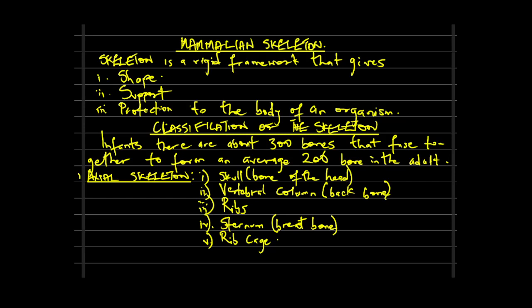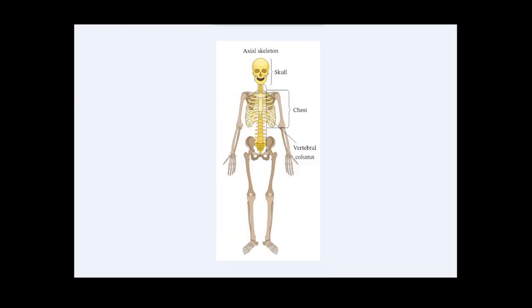So here, let me quickly show us what the axial skeleton looks like. When we look at this picture here, all of these parts that are colored yellow show the skull, the chest region where you can see the ribs, and the sternum in the middle here. We have the ribs on the sides of the sternum, as well as the vertebral column in the lower abdomen here. Those are the parts that make up the axial skeleton.